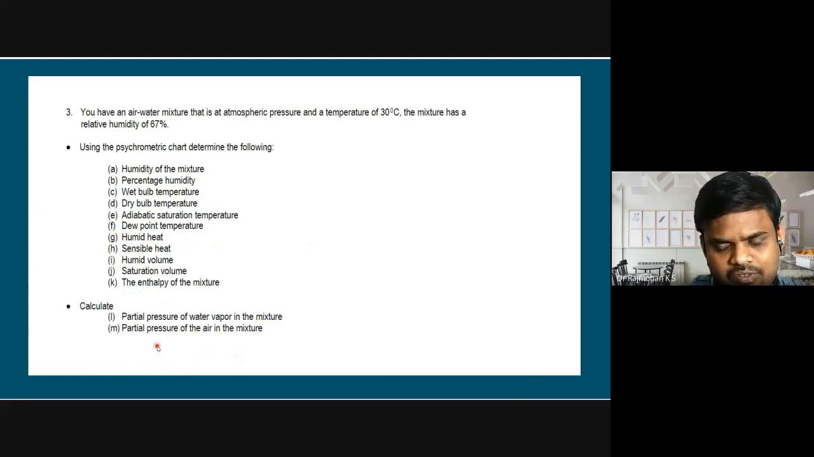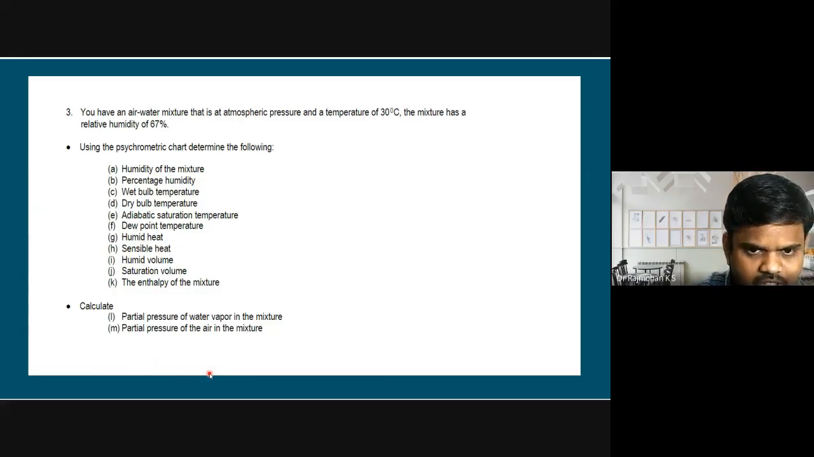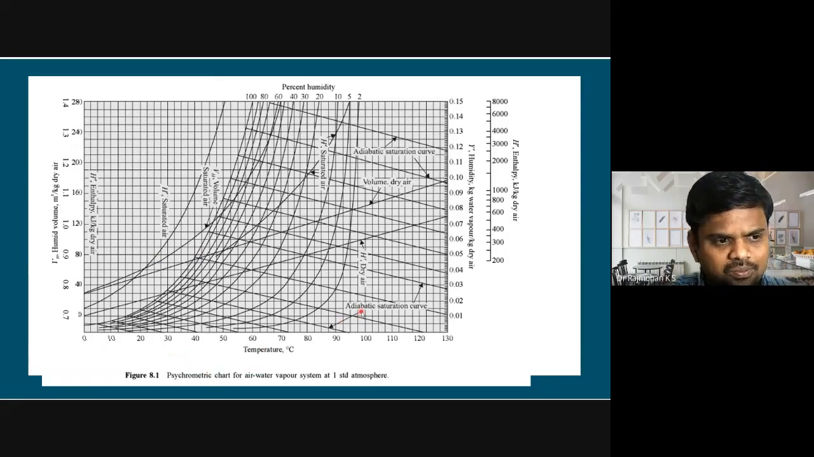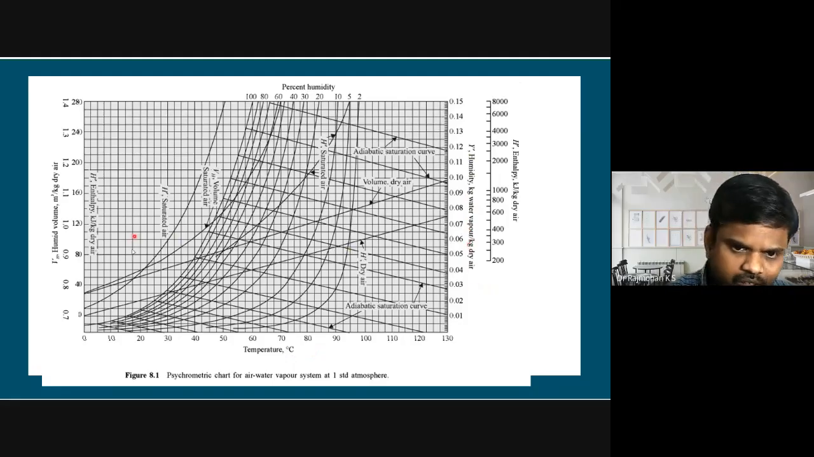To solve problems of this type, first we should be able to know how to construct a psychrometric chart. This is a typical diagram for a psychrometric chart. You can see temperature is in degrees Celsius. You have absolute humidity, which is kg of water vapor per kg of dry air. We have adiabatic saturation curves, specific volume, and enthalpy mentioned here. We have humid volume, and percentage humidity varying from 20 to 80%, 90%, and 100% percentage saturation.